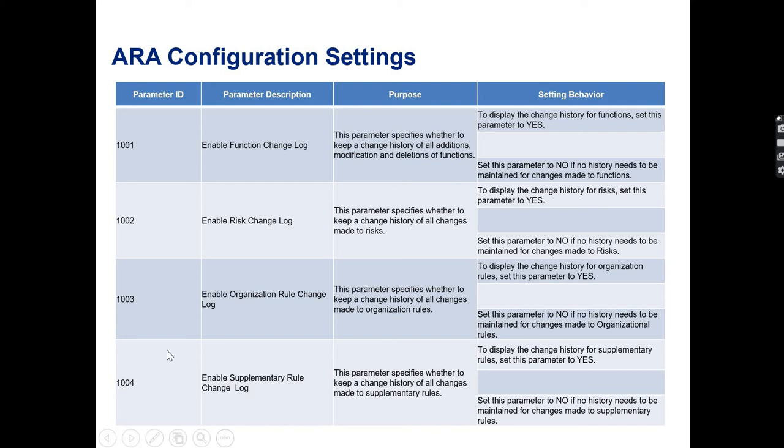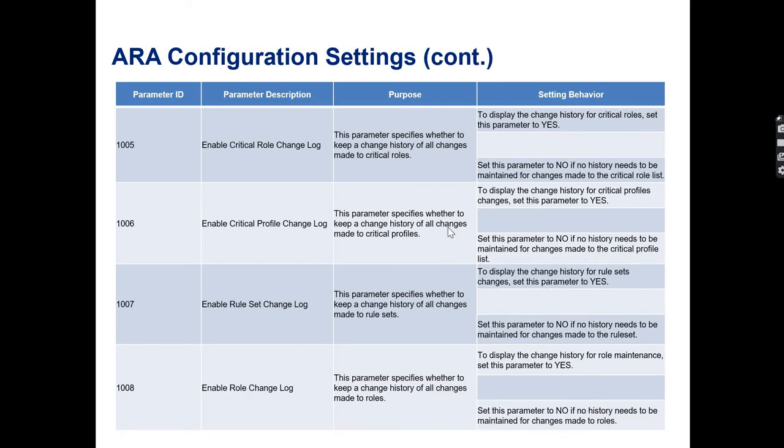Then the 1004 parameter enables the supplementary rule change log. In case you want to create a specific exception rule for your risk, then you can design the supplementary rule, and to enable the change log for that, you can maintain the 1004 parameter.